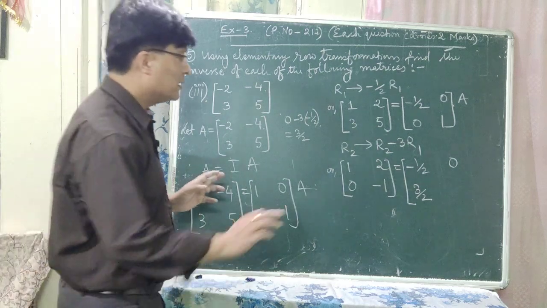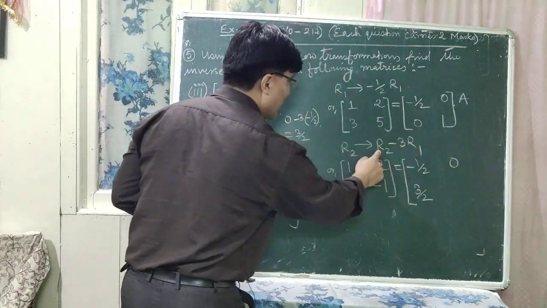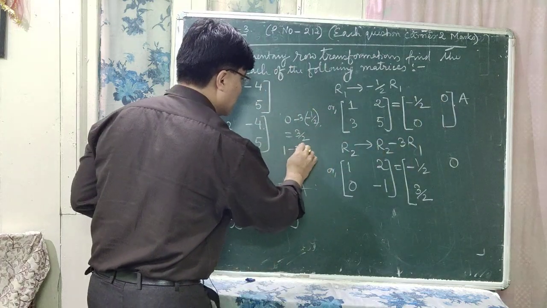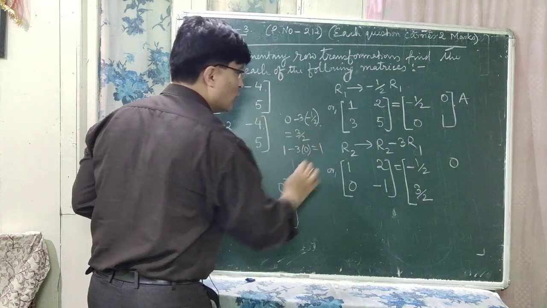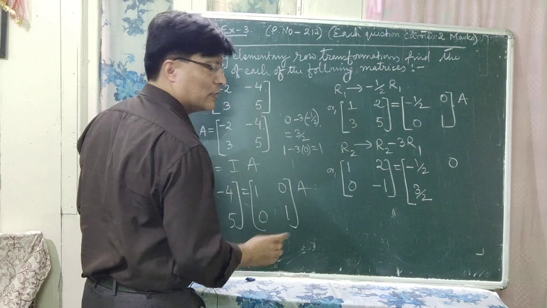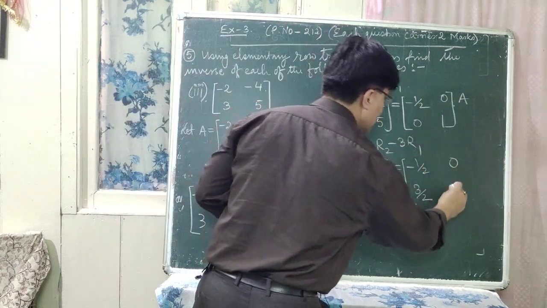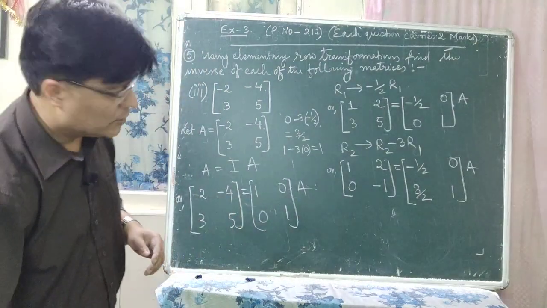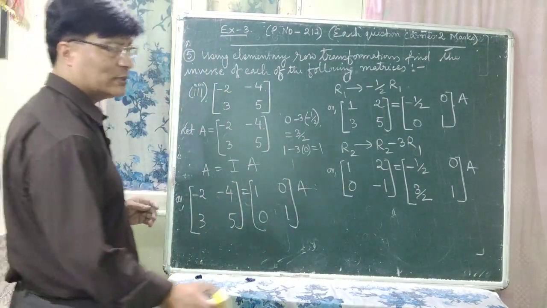Understood now? Next, what is R2 here? It is 1. Minus 3 into this is 0. Minus 3 into 0, which is equal to 1. Is that clear? So this remains as it is, that is 1. That is your A. So I think you have understood it, right?